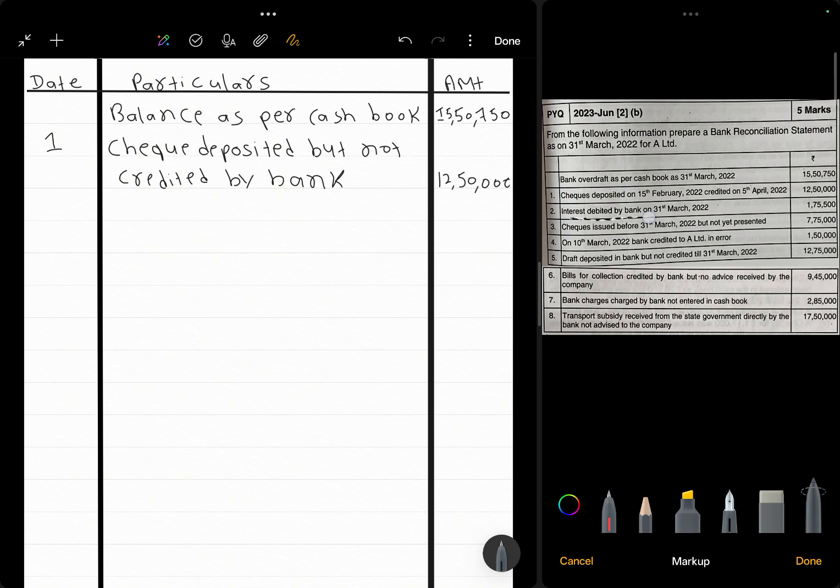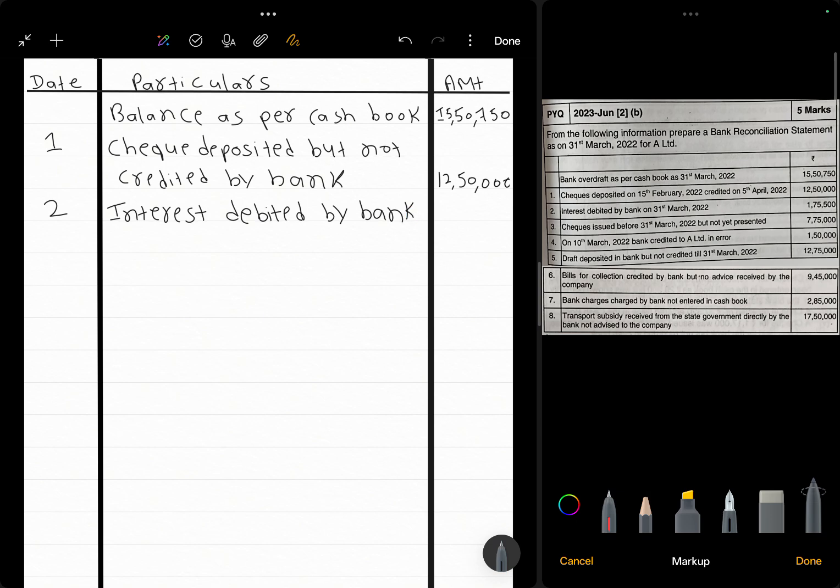Interest debited by bank on 31st March 2022. Okay, so here it is said that debited by bank means the amount has been subtracted. If it had been credited, then it would mean that the bank has given us interest, but here it is debit, so it means that the bank has cut off the interest from our bank account. So 2 number, interest debited by bank.